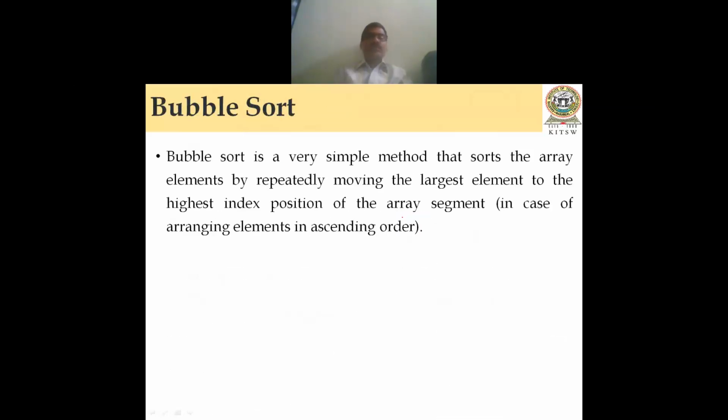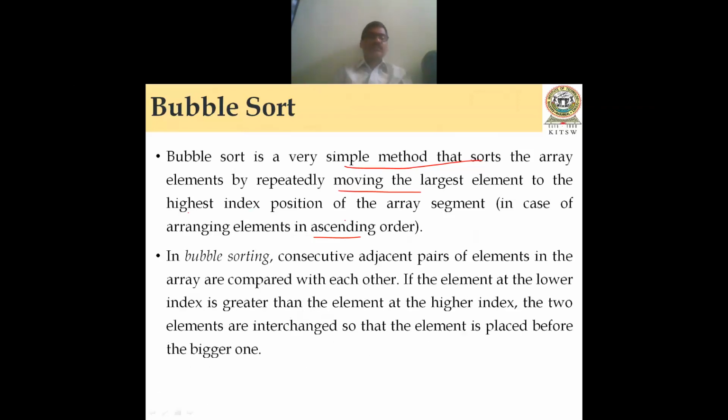So what is bubble sort? Bubble sort is a very simple method that sorts the elements by repetitively moving the largest element to the highest index position of the array segment. That is, when we are considering ascending order, the largest element will be moved to the highest index. If you are considering descending order, then the lowest element will move to the highest index position in the array segment.